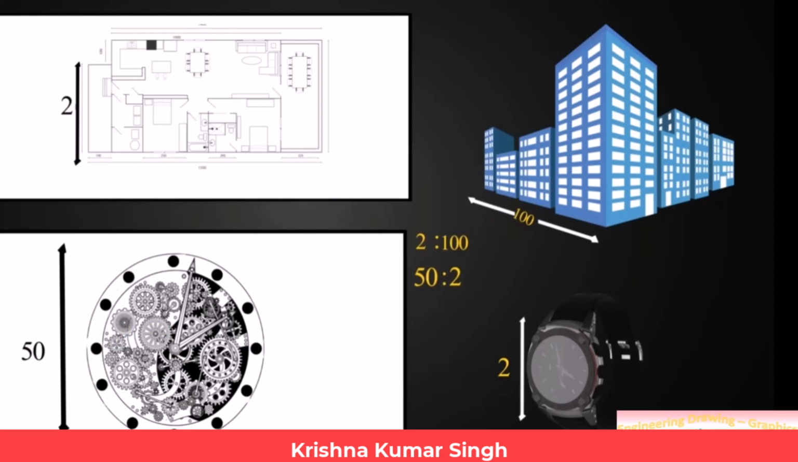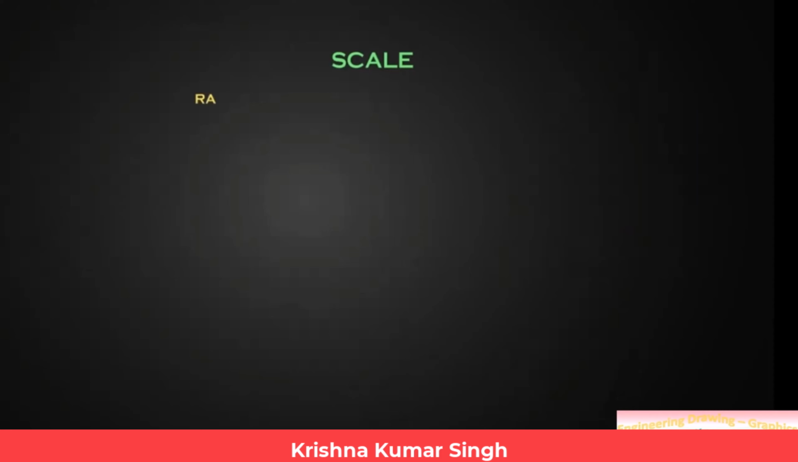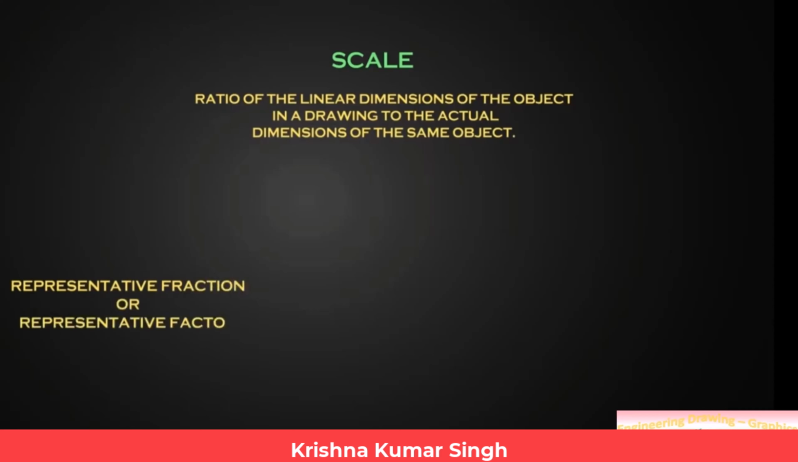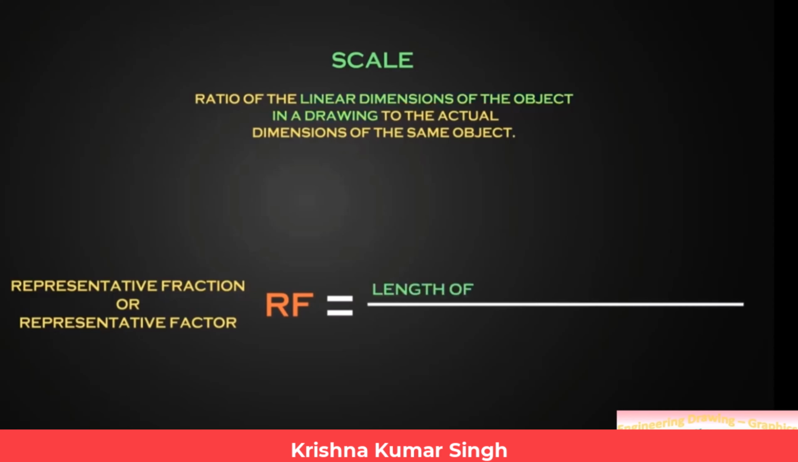The proportion by which the drawing of an object is reduced or enlarged is called the scale of drawing. The scale is defined as the ratio of the linear dimensions of the object as represented in a drawing to the actual dimensions of the same object. It is represented as representative fraction or representative factor (RF). Simply, it is the ratio of the length of an object on drawing to the actual length of the object.